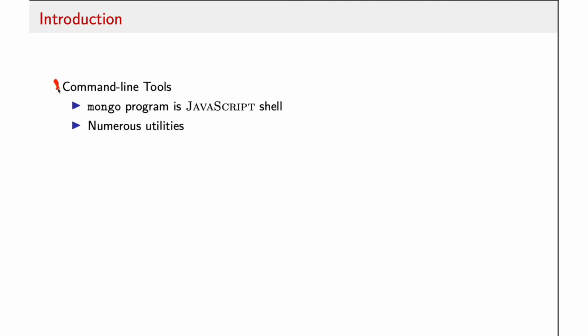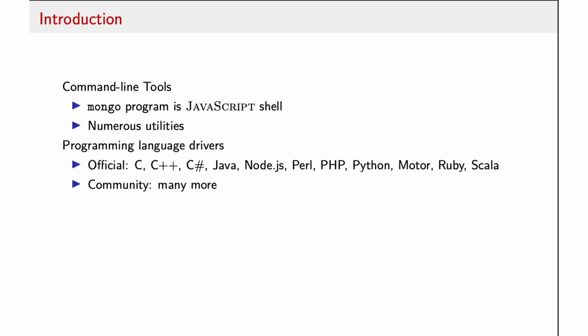Mongo comes with a variety of command line tools. There's a program actually just called Mongo that we'll see how we use, and it's essentially just a kind of JavaScript shell that's got some additional commands wrapped around it. And there's a bunch of different utilities that come with Mongo that we'll touch on a little bit throughout this portion of the course.